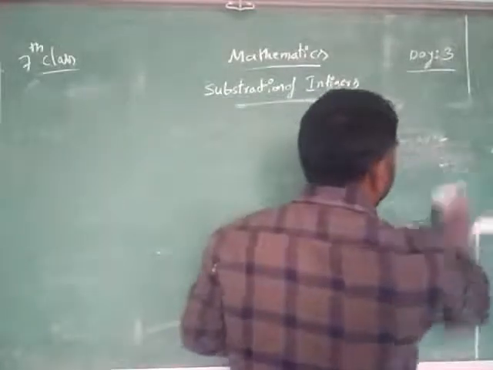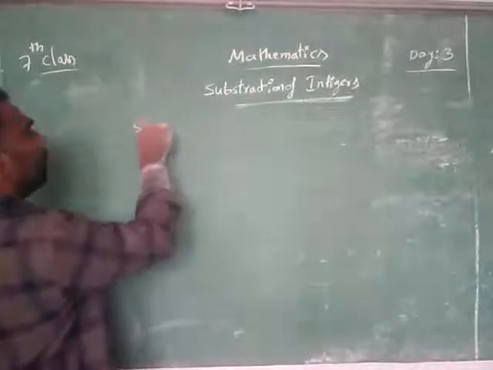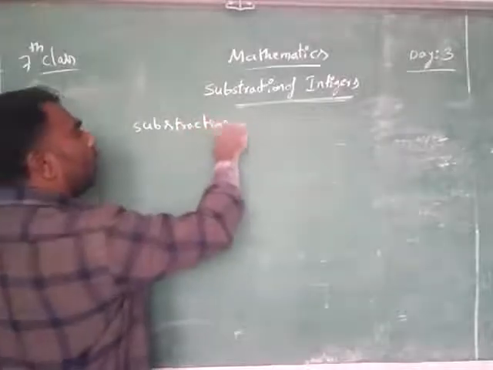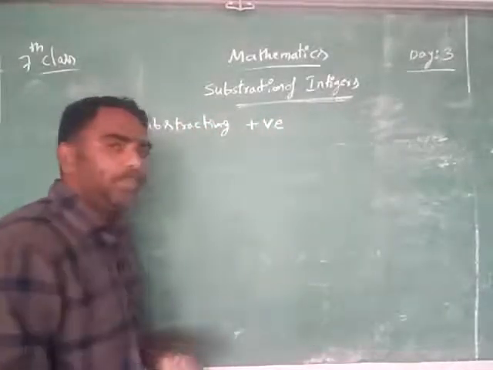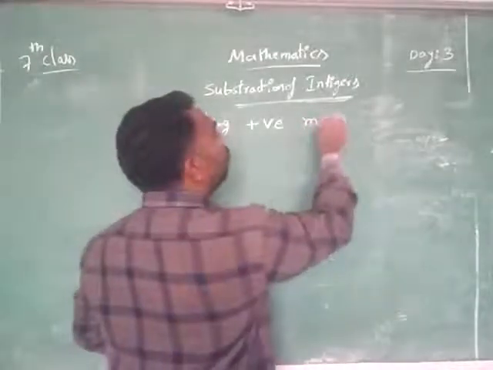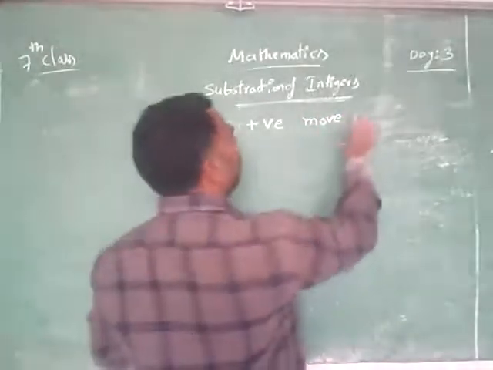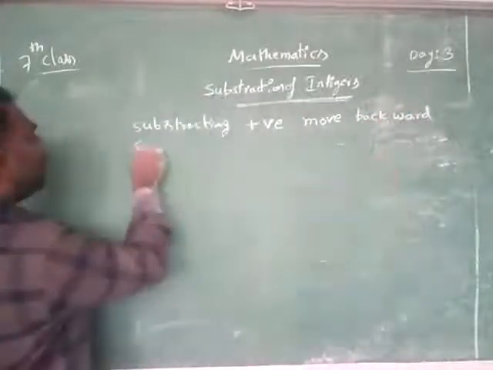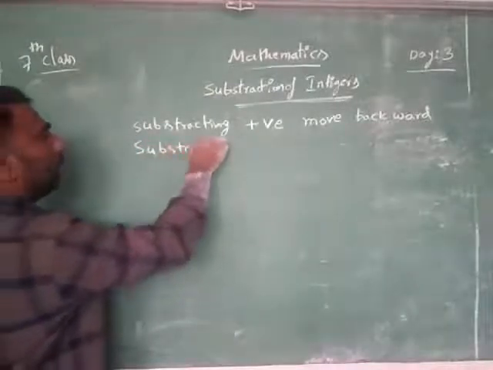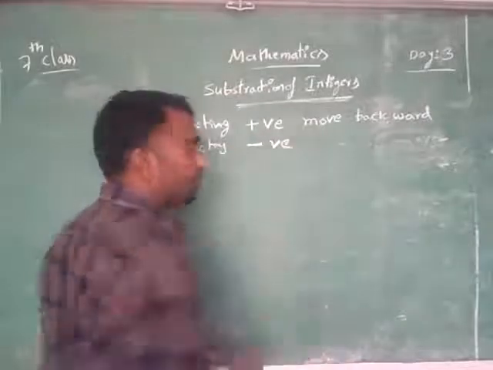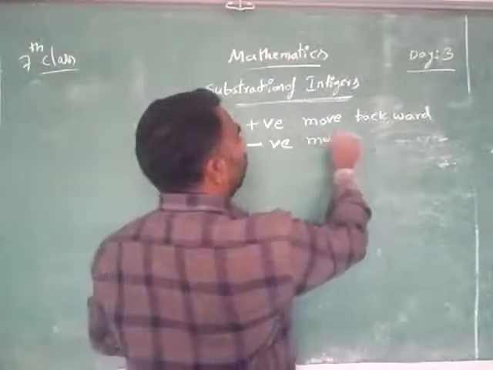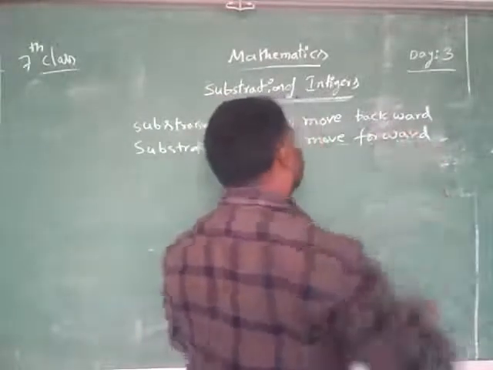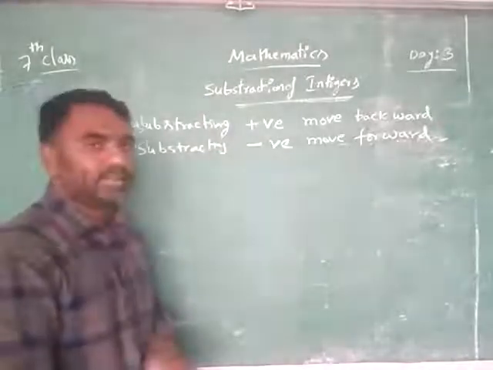What are the two things we have learned here? When we are subtracting positive, we need to move backward, because we need to get the small answer. When we are subtracting negative number, then we need to move forward, because we are getting big answer there. These things we have learnt by the sequence.